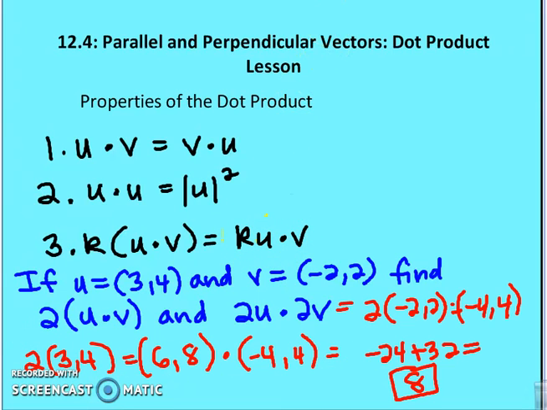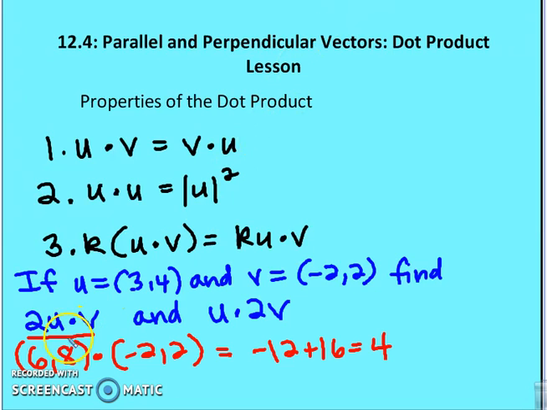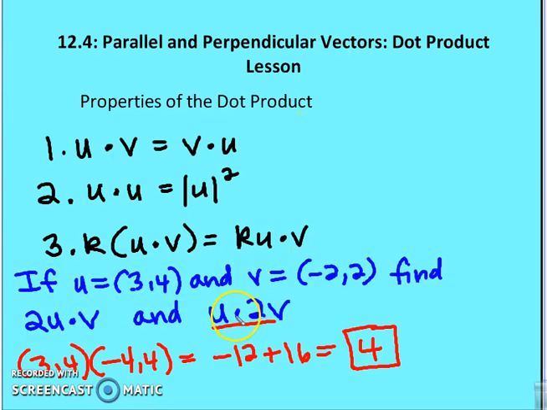All right, so let's go back, and now let's check 2u · v and u · 2v. I'll pause here while you figure out those values. And I end up with both (6, 8) · (-2, 2), which ends up being -12 plus 16, which is 4. So same as our initial k times u · v. And then if we take u · 2v, we end up with 4 as well. All right, so this checks out. We see that this property holds.